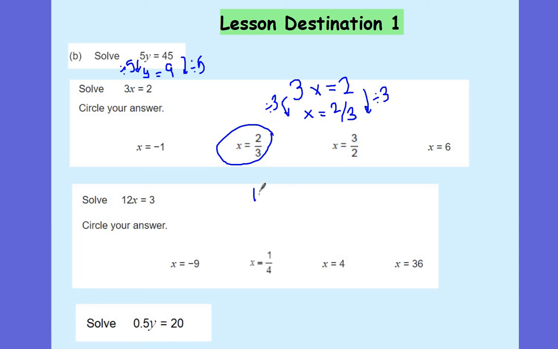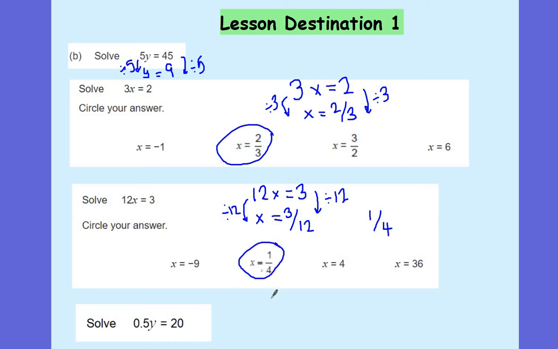12x equals 3. What do I want to divide both sides of this equation by, Lily? 12. Cool. If I divide both sides of my equation by 12, I get x is equal to 3 over 12, but that's not my final answer. I can simplify that, can't I, Robert? What can I simplify that to? 1 over 4. Fantastic. So I got x is equal to 1/4.